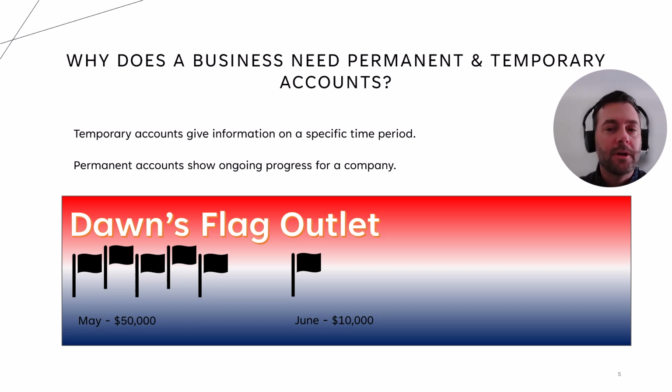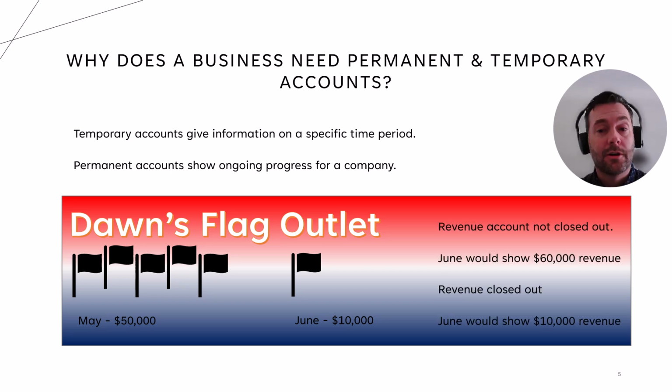To understand why we close out these accounts, let's see what happens when we don't close them out. If the revenue account is not closed out, June would show $60,000 of revenue. That's because the $50,000 from May would carry over into June and you add them together. Now, the managers of the company aren't going to know that May is their big month for flag sales because it's combined with June. They need to know about May because they need to make sure their inventory, their supplies for the stores, and their employees are all geared up to create and sell more flags. In June, they can scale back their operations. If the revenue account is closed out, June would show $10,000 in revenue and May would show $50,000 in revenue.